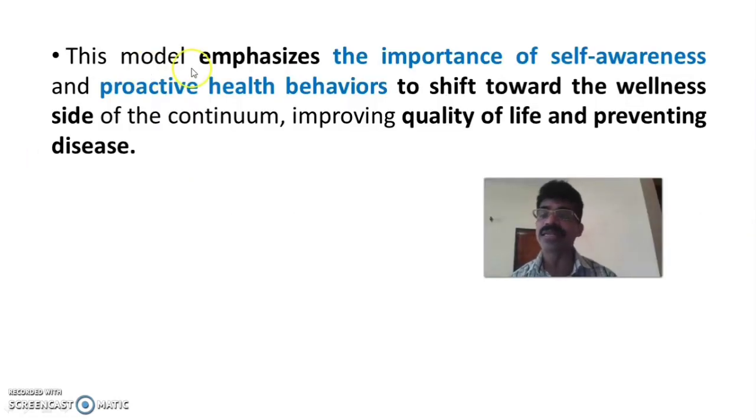Thus this model, the health illness continuum model, emphasizes the importance of self-awareness of the individual about his health and health condition, and proactive healthy behaviors or healthy practices of the person, that shift towards the wellness side of the continuum, that is towards the left side of the continuum, thus improving the quality of life and standard of life and preventing a number of diseases in life. Okay, this is about the health illness continuum model or conceptual framework.